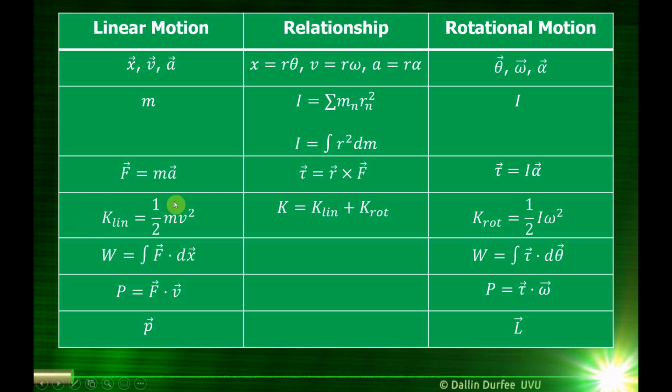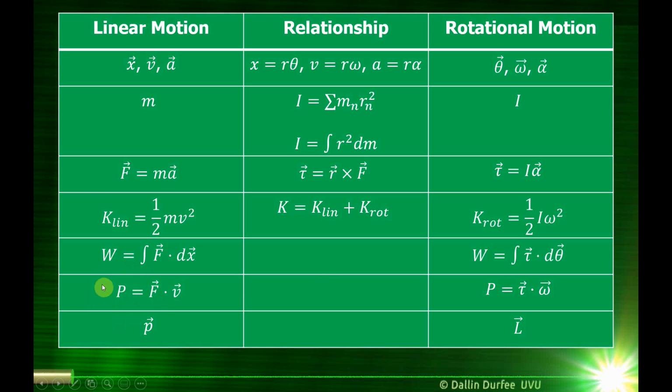So if we look at this chart here, linear kinetic energy is 1/2 mv squared. Rotational is just 1/2 I omega squared, right? I just replace m with I and v with omega, and I get rotational. For linear work, I integrate force times distance. For rotational motion, I just replace force with torque and x with theta, and I get the equation for the work done as I make something spin.